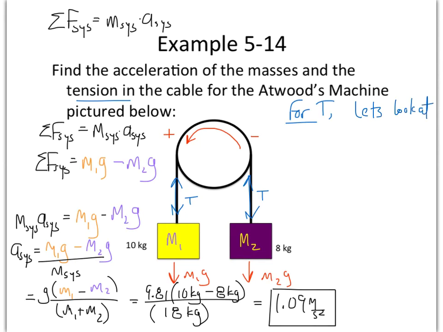All right? So let's look at mass 2. We could look at either one, quite frankly. But for mass 2, what do we have going on? Well, we have the downward weight force, M2G, right? And we're calling it the negative direction. But we also have the upward force. What's causing it to move upwards? Well, tension is causing it to move upwards, because if that rope were cut, mass 2 would fall straight down, right?